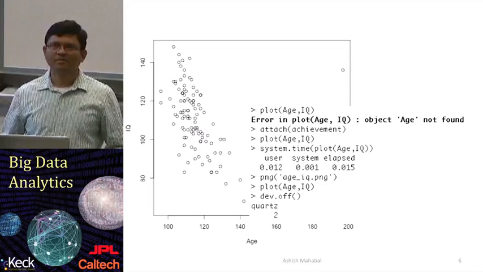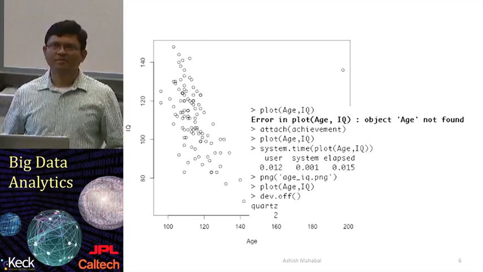Now, if you give the same command, the plot of age and IQ, as an argument to system.time, then you'll be told how much time was spent in different ways: the user time, system time, and the total elapsed time. And what we also see here is how to save the file, which we haven't seen before. So you can give the png command to save the plot as a PNG file. Okay, so we see how a simple command system.time can be given.